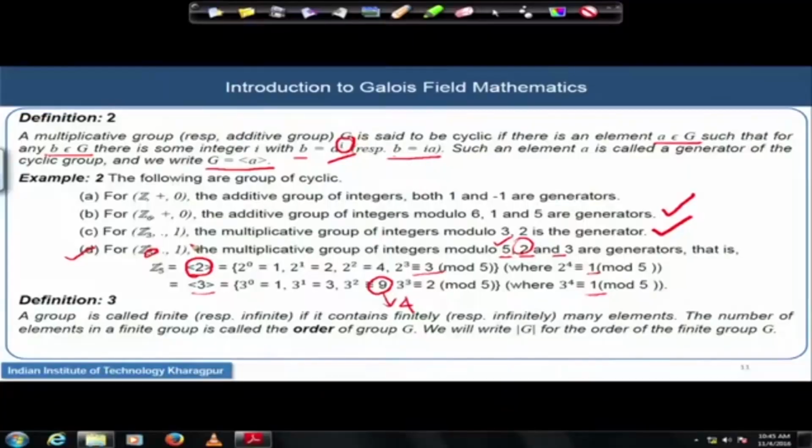And the last definition in this module is related to the finite group. A group is called a finite group if it contains only a finite number of elements, and consecutively a group is called infinite if there are infinite elements inside that group. The maximum number of elements that you find inside that group is called the order of the group, and for a finite group we usually write the order as mod G.